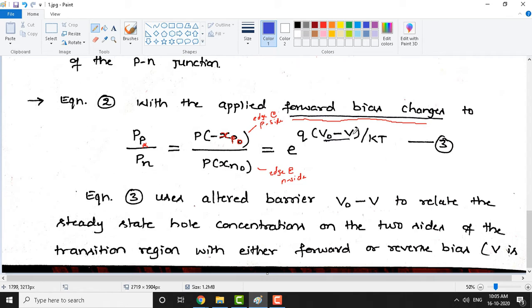This V here can be modified according to our requirement. Even though we have shown here V becomes plus V for the forward bias condition, V becomes minus V for the reverse bias condition. So, that is a change we need to do with reference to this equation 3. And we told already what this equation 3 represents. Equation 3 represents the ratio of the hole concentration on the p side and the n side, that is equivalent to the exponential value.